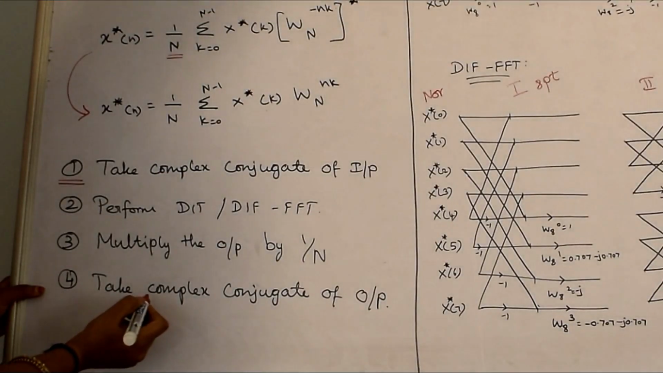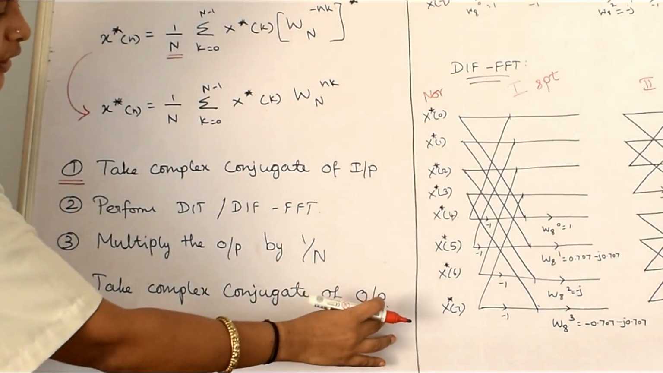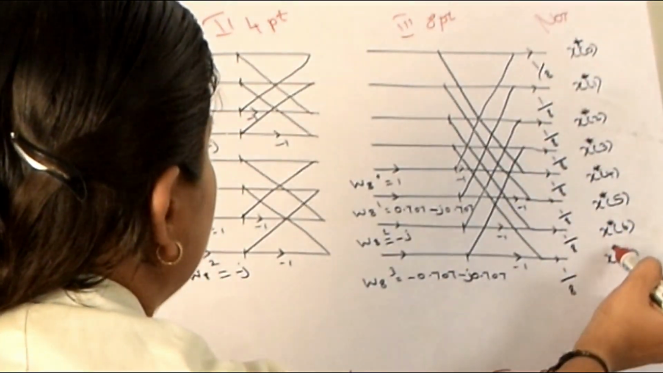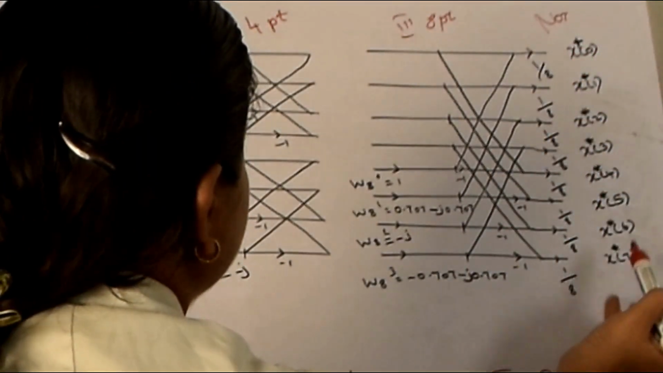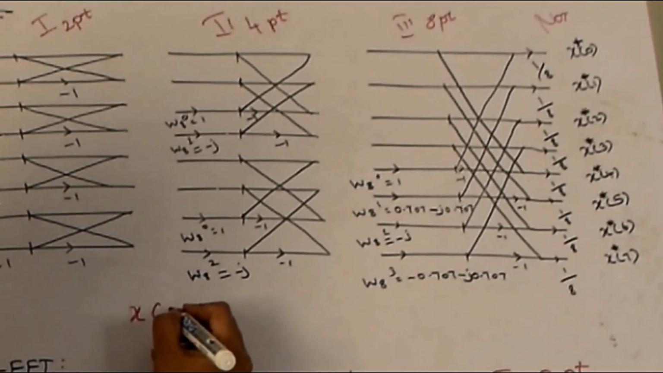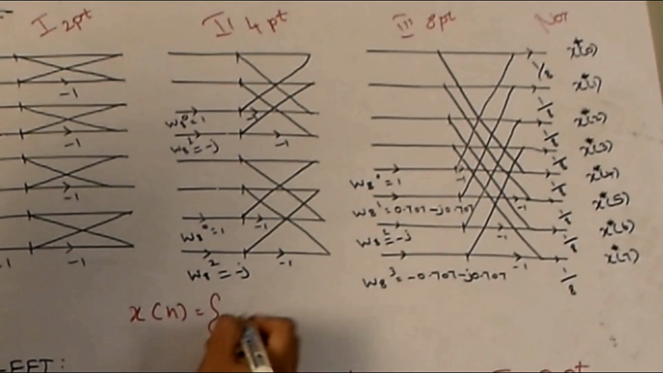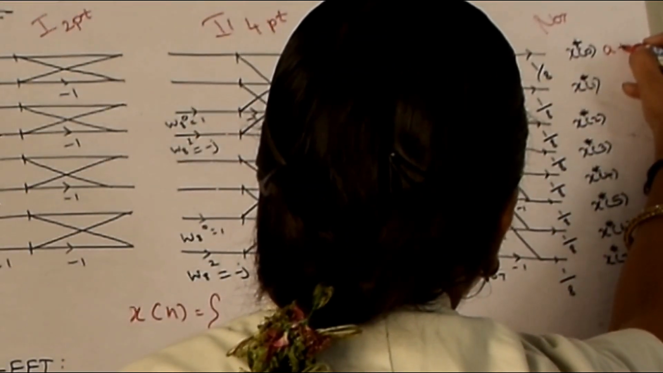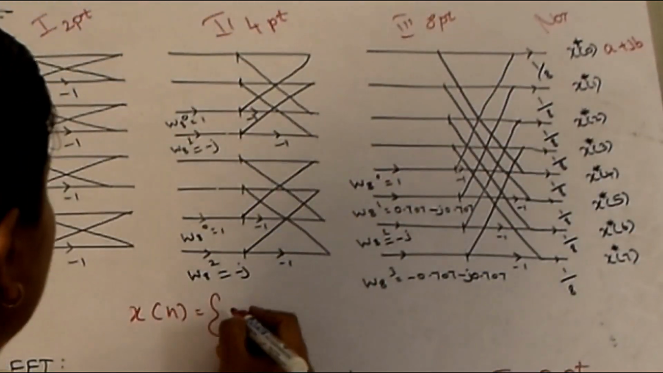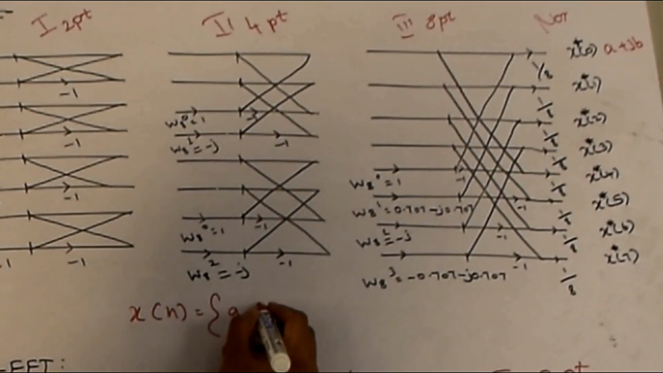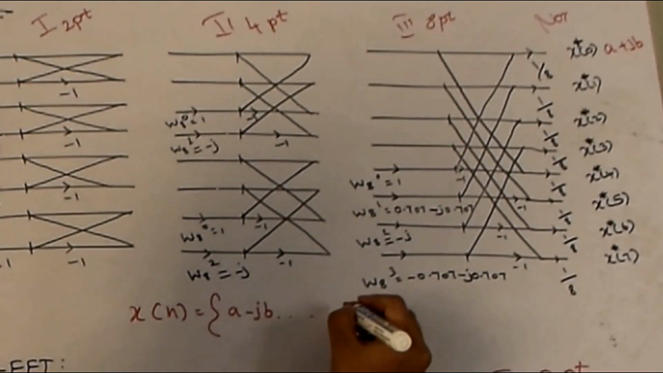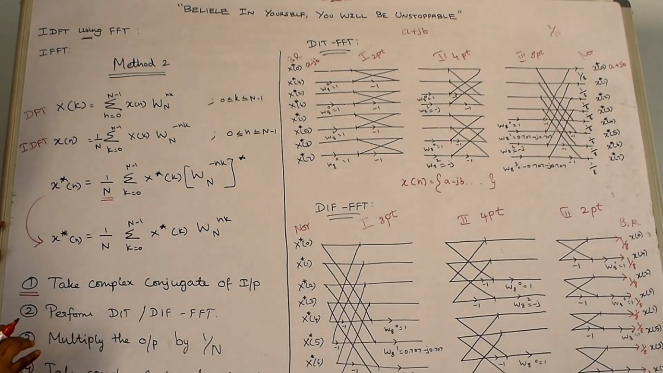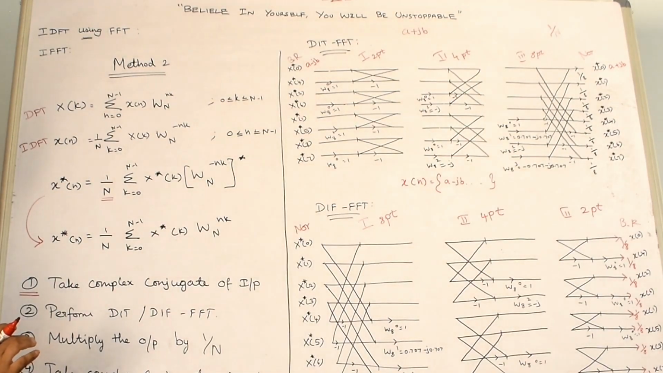Next one, you have to take the complex conjugate of the output. So your output will be x star of 0 to x star of 7. For getting the actual output, you have to take the complex conjugate of the output. For example, if you are getting a plus jb here, your x star of 0 will be a minus jb. So this is the complex conjugate method to solve IDFT problem using FFT.